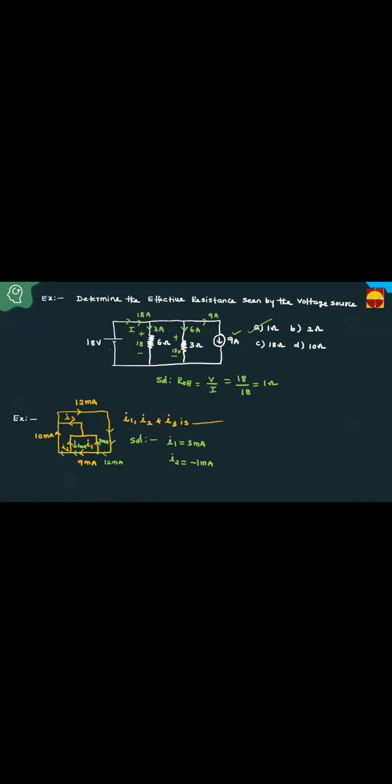Next. 10 milliampere is entering, 12 milliampere is leaving. Then what about this current? 10 is entering, 12 is leaving, means 2 milliampere must be entering. Then I3 equals 2 milliampere. That's the answer. Correct? I1 is 3 milliampere, I2 is minus 1 milliampere, I3 equals 2 milliampere. Just KCL.